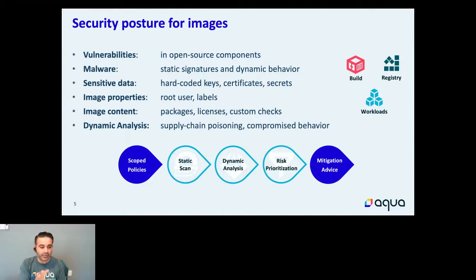We check for all that, and it's really based on the image at that moment in time. What dynamic analysis does is take that image, put it into a sandbox environment, and watch the behavior of the image as it spins up. So, supply chain poisoning or compromised behavior, like pulling down bad malware, ransomware, or anything bad after the image has been scanned. When an image spins up, we want to be able to catch that as well.